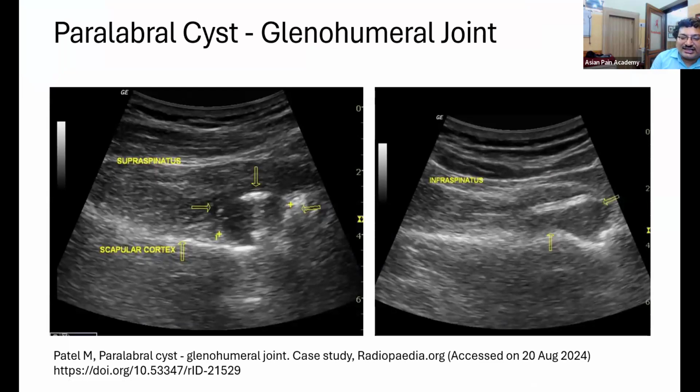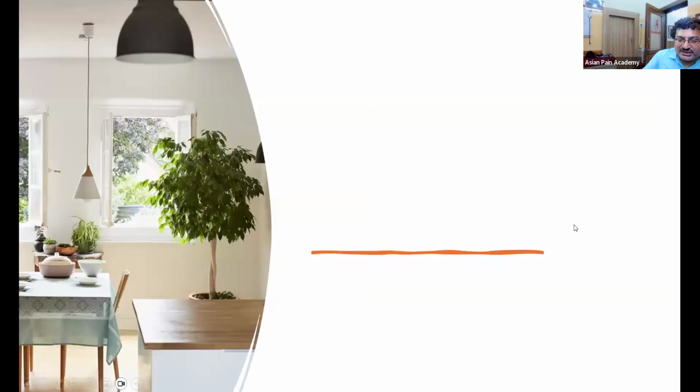Now coming to the paralabral cyst. It's a large cyst. I've given the source also, it's from Radiopaedia. This paralabral cyst is taking a large part of the area. It is under the supraspinatus as well as extending under the infraspinatus. The labrum is a large area, so if there is a large cyst, it can give this picture as well. So those were a few pathologies in the posterior part.